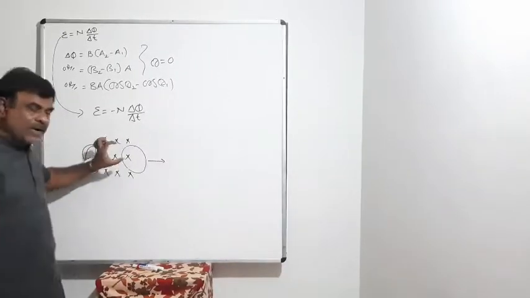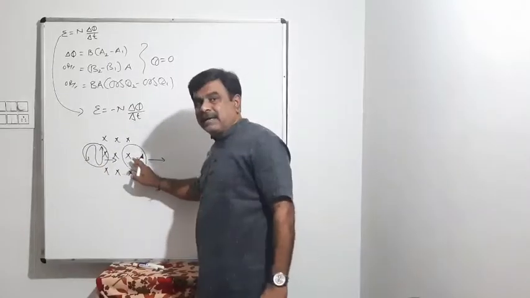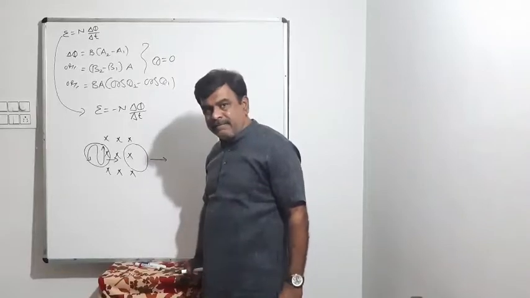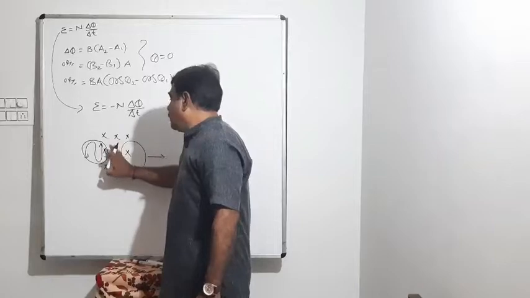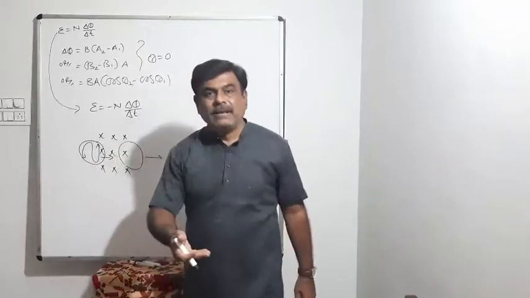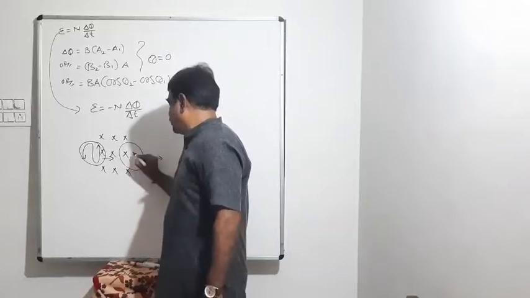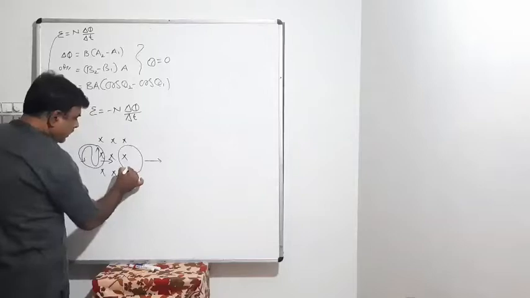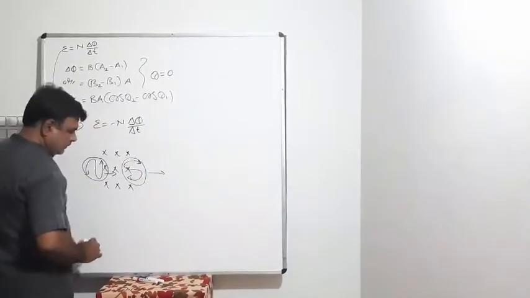But what happened when the coil is coming out? When the coil is coming out, in that case the inward field is decreasing. And as the inward field is decreasing, the induced current should compensate the decrement. Now to compensate the decrement, it has to produce another inward field. So here the current will be induced in the clockwise direction.